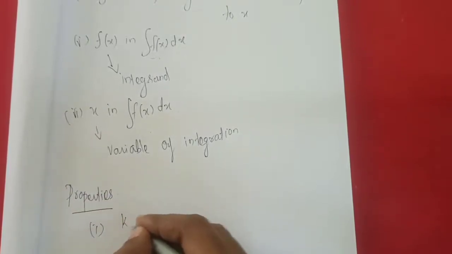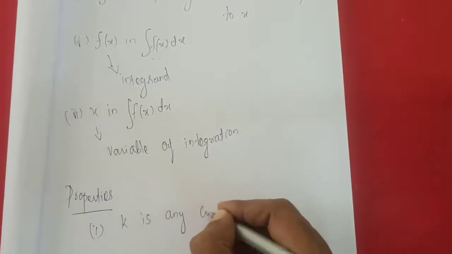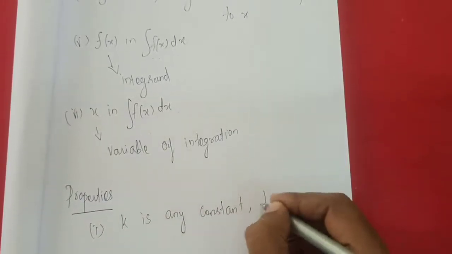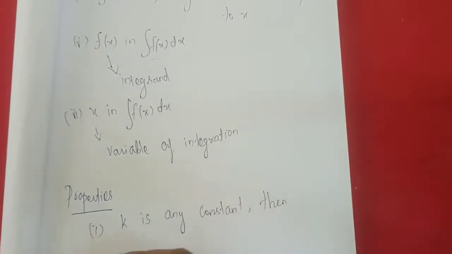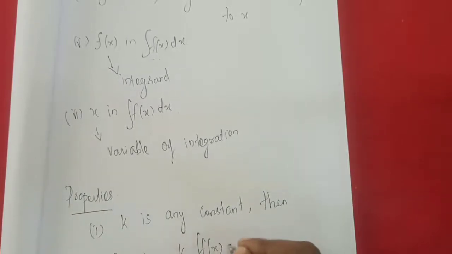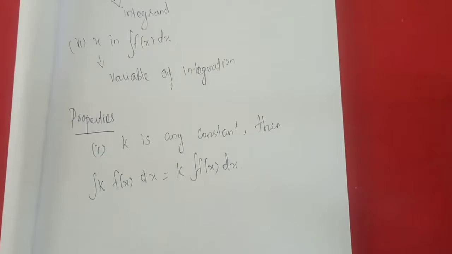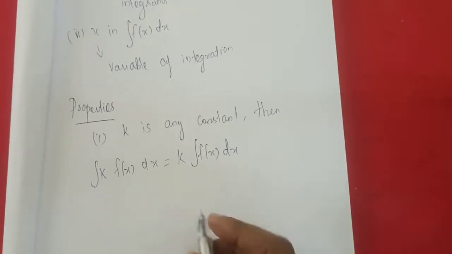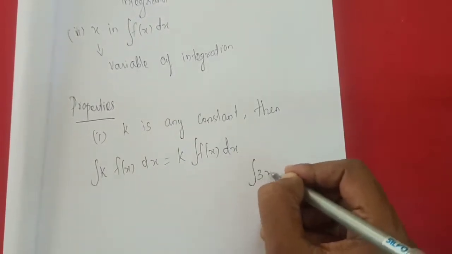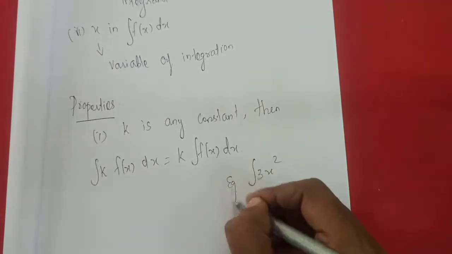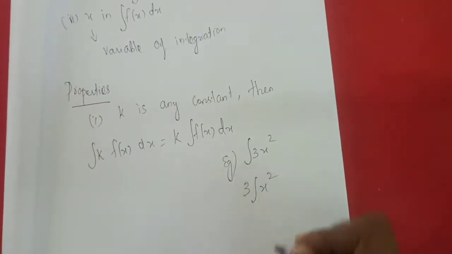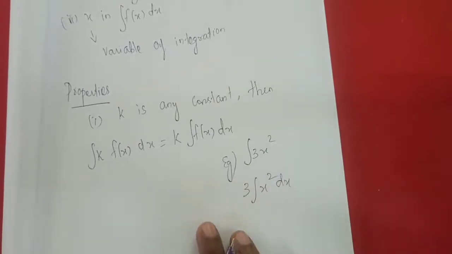First property: if k is any constant, then the integral of k f of x dx is equal to k times the integral of f of x dx. The meaning is that a constant can be taken outside of the integral, and then you can integrate. As a small example, if they ask about 3x square, you can take the 3 outside and integrate x square dx. Understand?